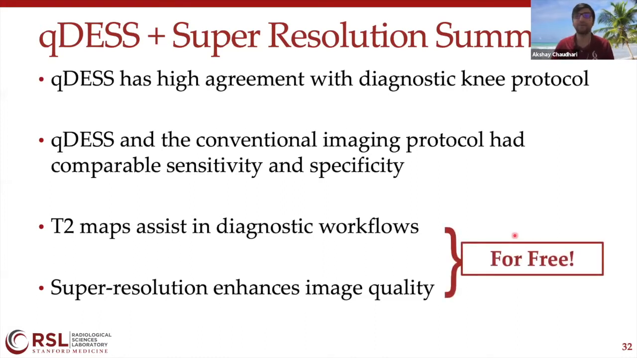And I once again want to emphasize that both the T2 mapping and the super resolution are, quote unquote, acquired for free because we didn't have to change our acquisition protocol. These were simply post-processing steps that we could take on the efficient acquisition that we've had already.